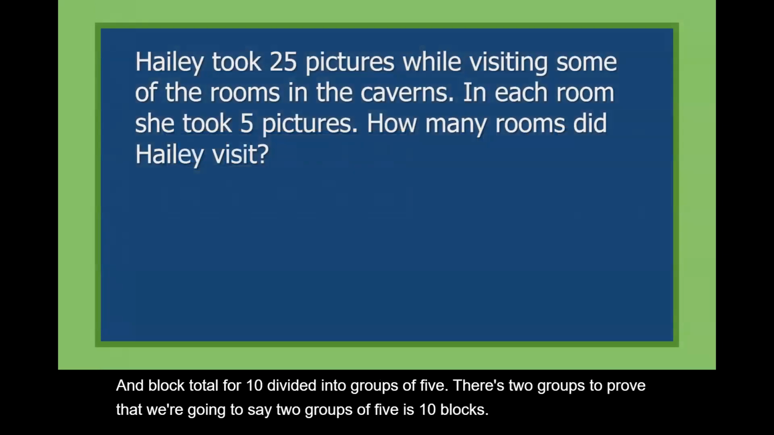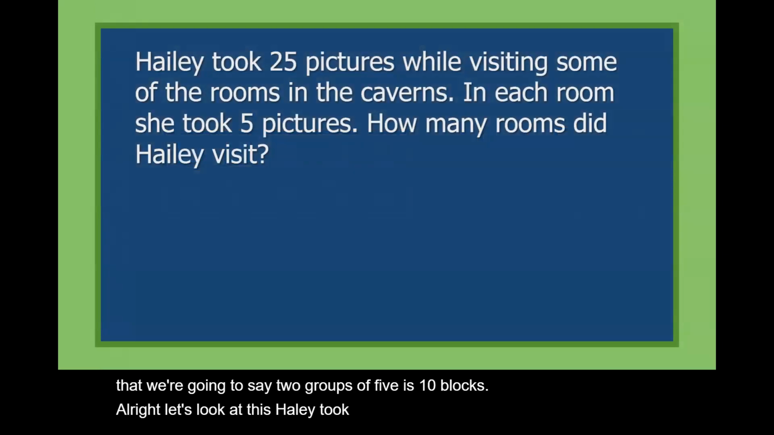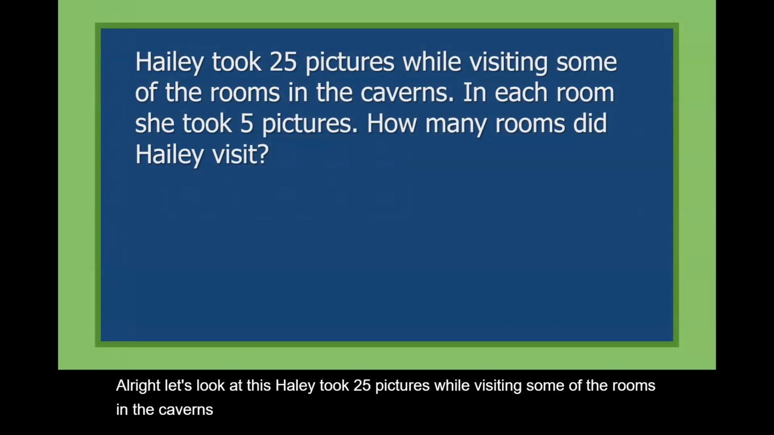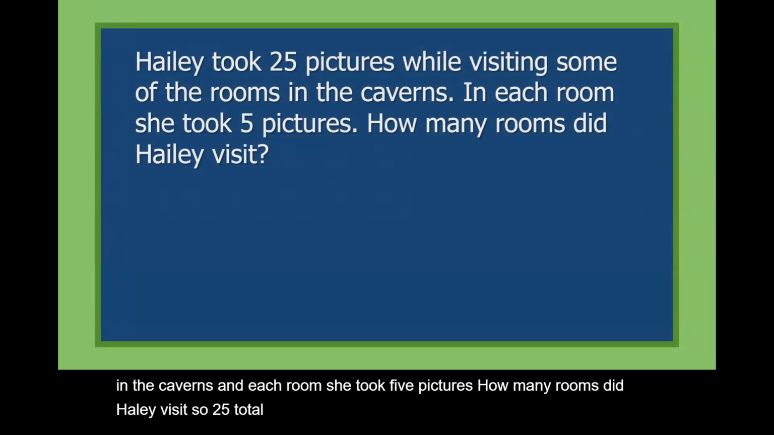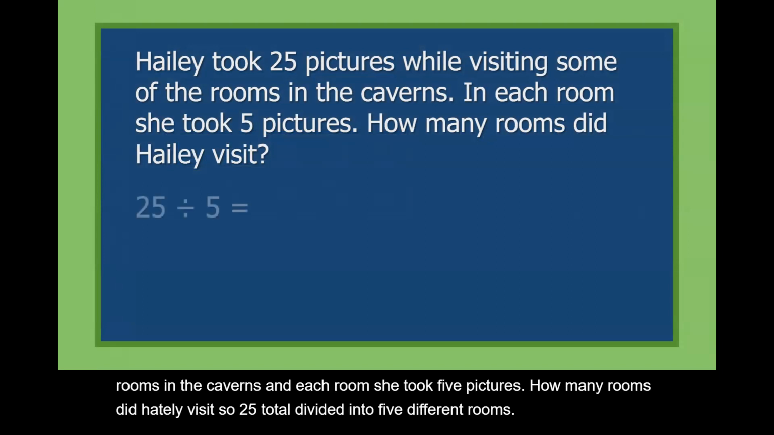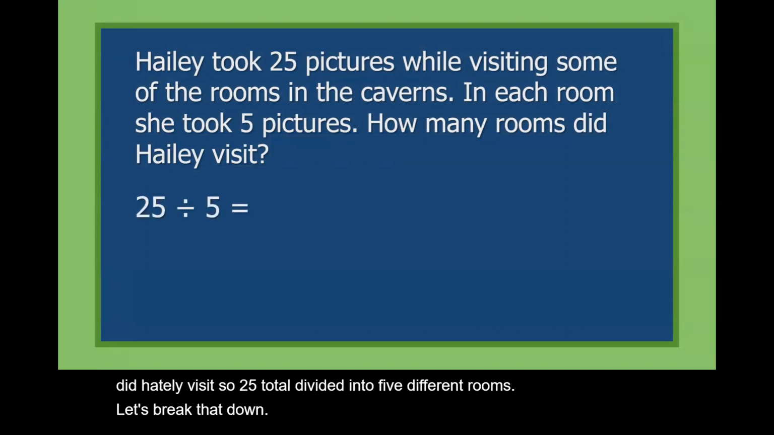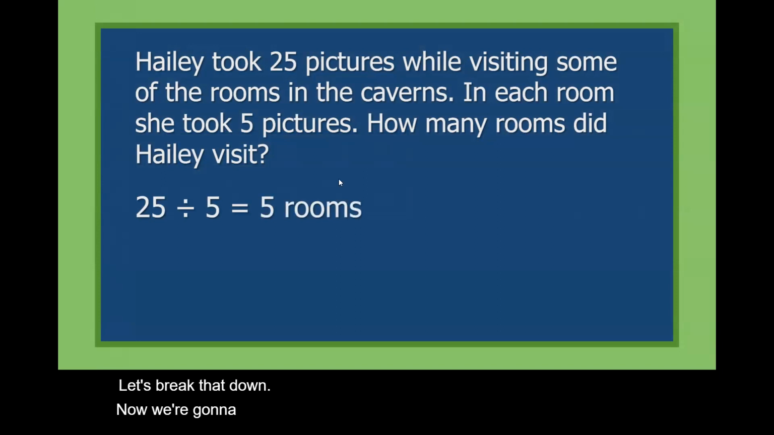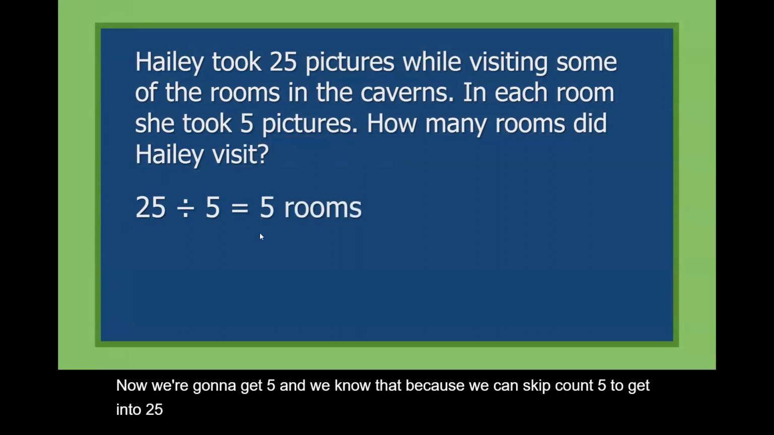All right, let's look at this. Haley took 25 pictures while visiting some of the rooms in the caverns. In each room, she took 5 pictures. How many rooms did Haley visit? So 25 total divided into groups of 5. Let's write that down. Now we're going to get 5. And we know that because we can skip count by 5 to get to 25. 5, 10, 15, 20, 25. That's going to give us 5.